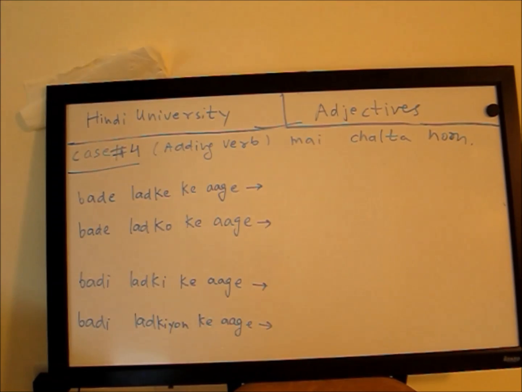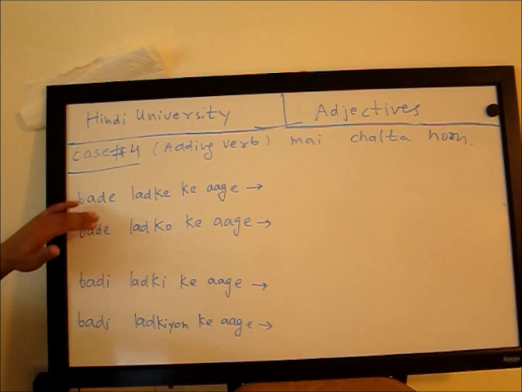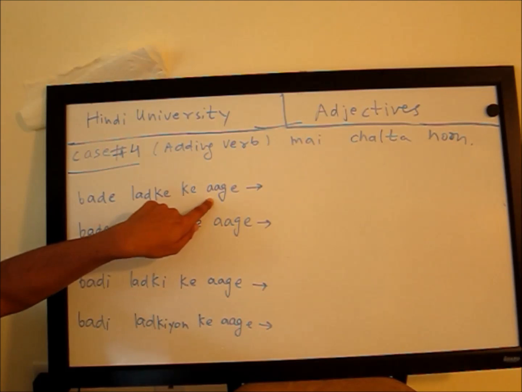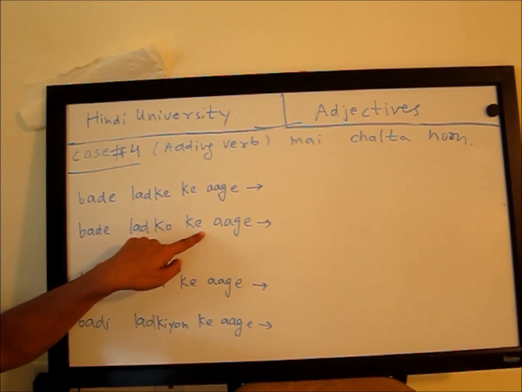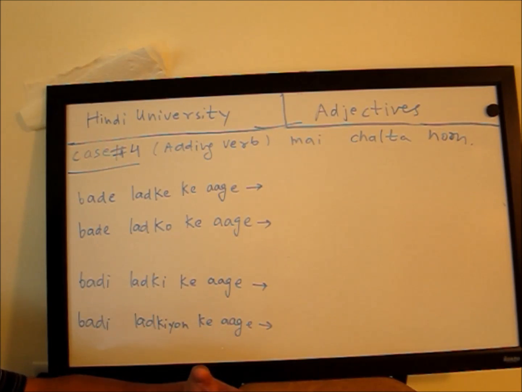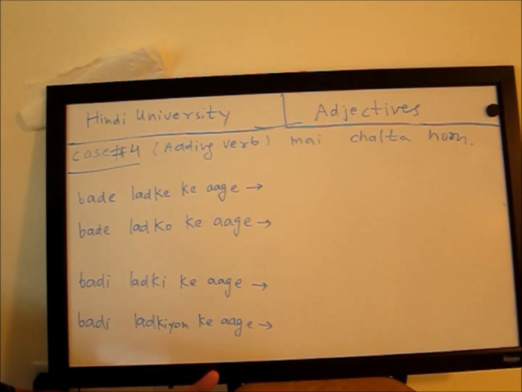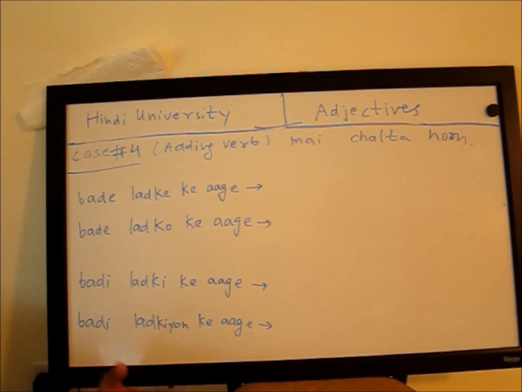So the next case I have is in a sentence. So far we have experimented with adding an adjective with a noun, and after that you added a postposition. Now I have a compound postposition, बड़े लड़के के आगे, ahead of a tall boy. बड़े लड़कों के आगे, okay, ahead of tall boys or in front of tall boys. बड़ी लड़की के आगे, in front of a tall girl. बड़ी लड़कियों के आगे, in front of tall girls.